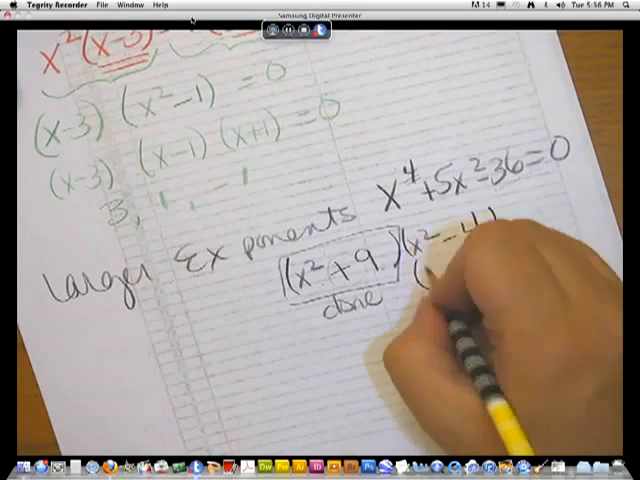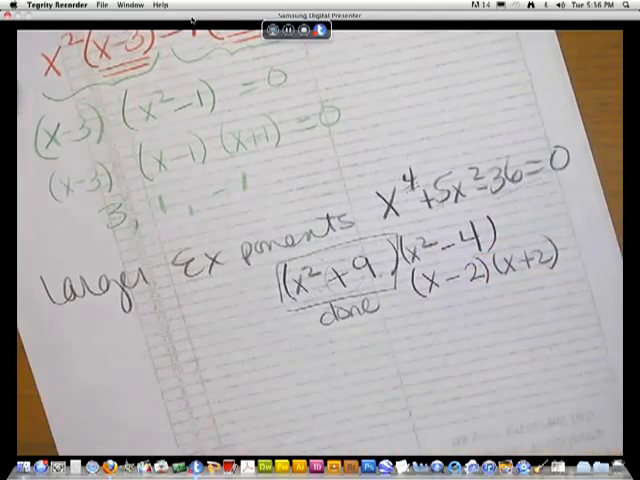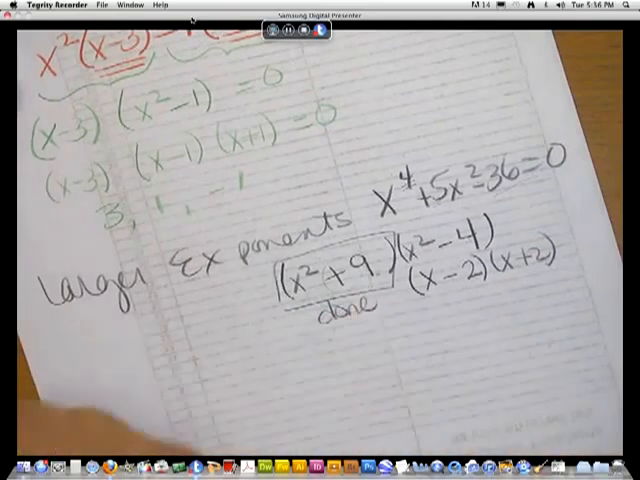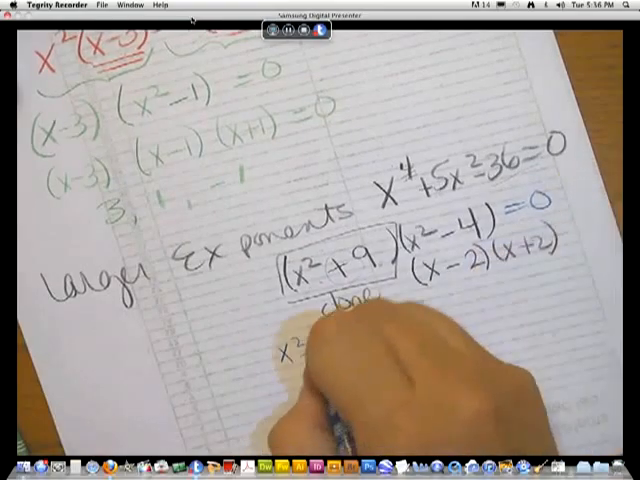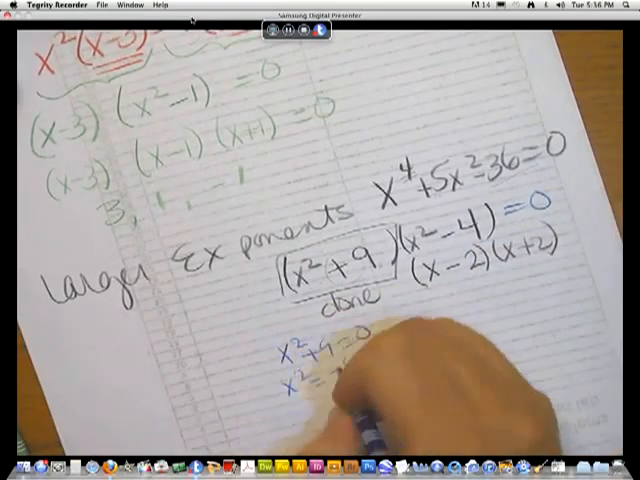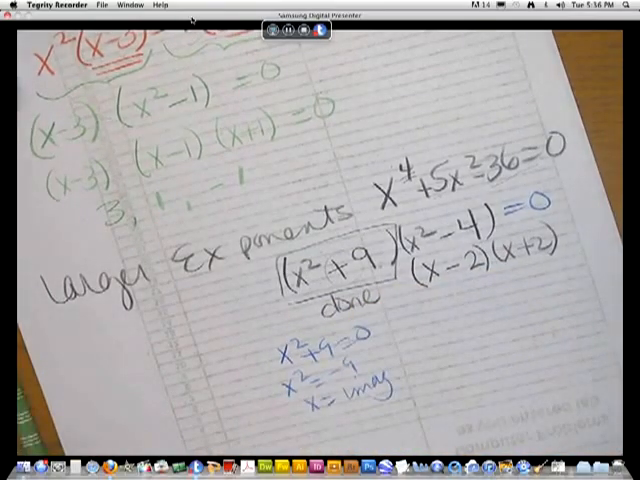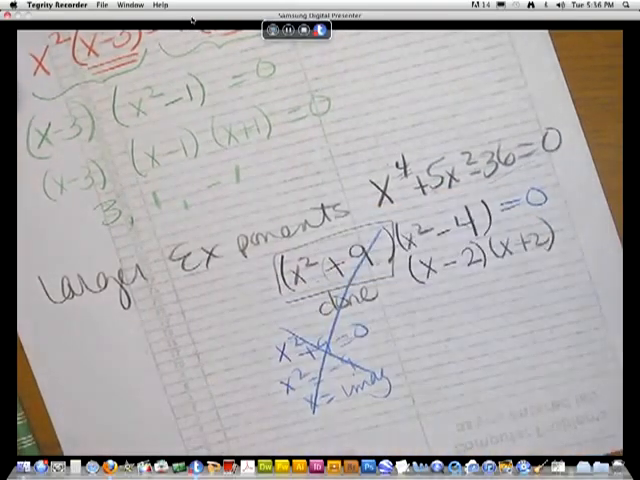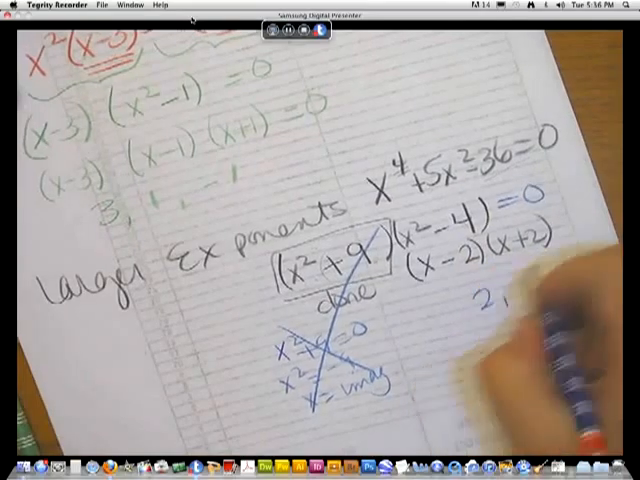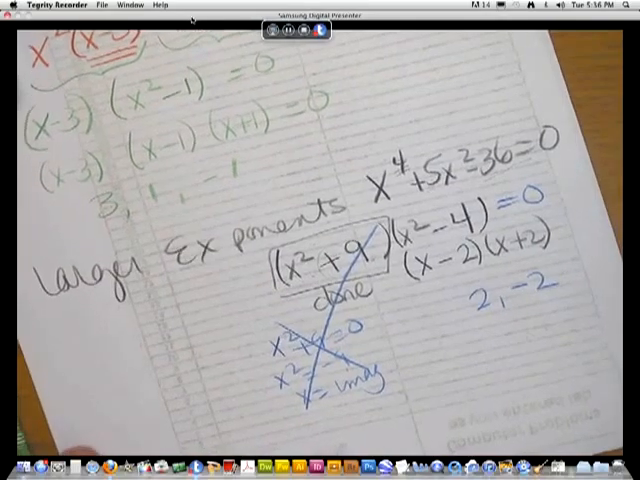However, you can do difference of 2 squares, and that's what the second one is, and I can keep going with that. This will not give me a solution. If I tried to go x squared plus 9 is 0, because remember it equals 0, I get x squared is negative 9, I get x is imaginaries, and we'll talk about them another time. Right now, it's not a solution. This one gives me nothing. This one, however, is going to give me 2 and negative 2 as my solutions.